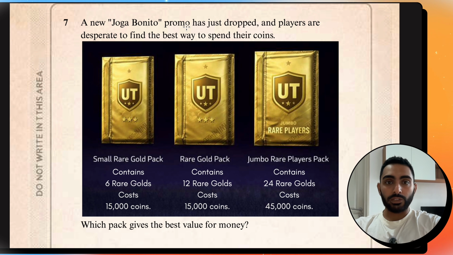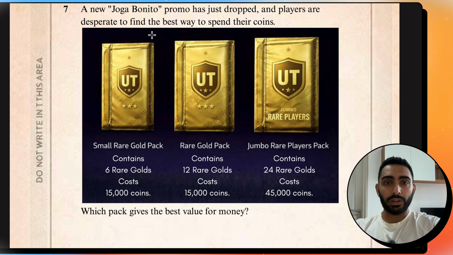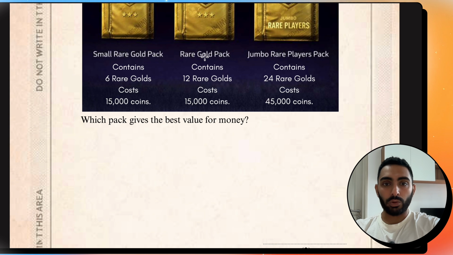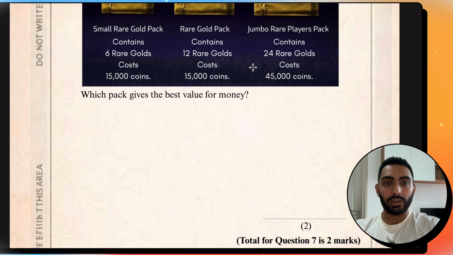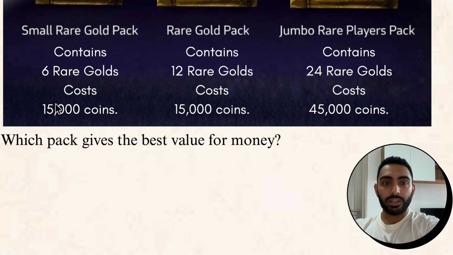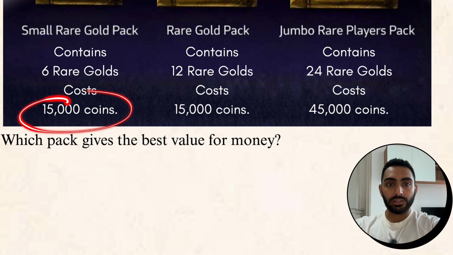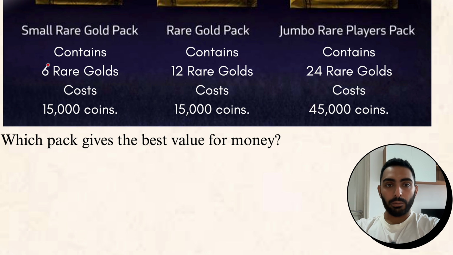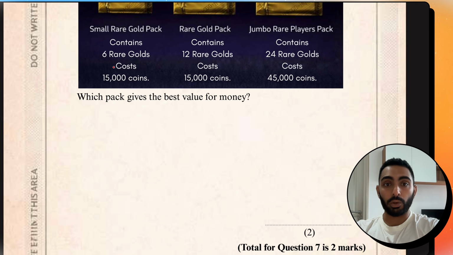Question 7. A new Jogo Bonito promo has just dropped and players are desperate to find the best way to spend their coins. We've got small rare gold, a rare gold, and a jumbo rare players. If we look at the first two, we can see that the price of both of these are exactly the same. They're 15,000 and 15,000, but here I get 6 and here I get 12. That means this one is not going to be worth it. I'm not even going to bother working it out.